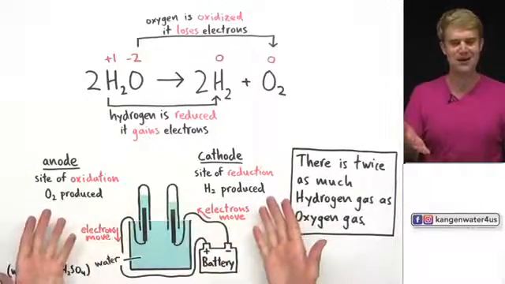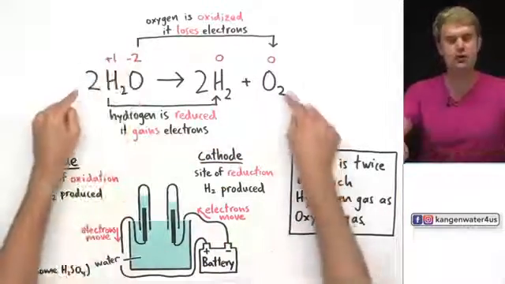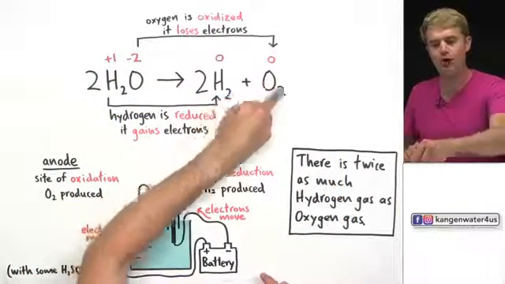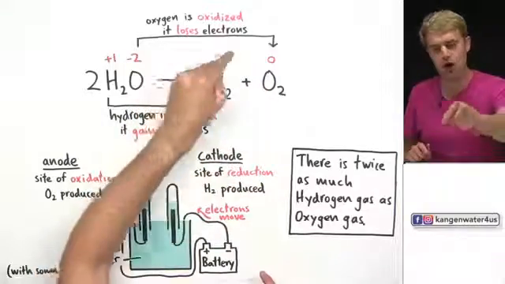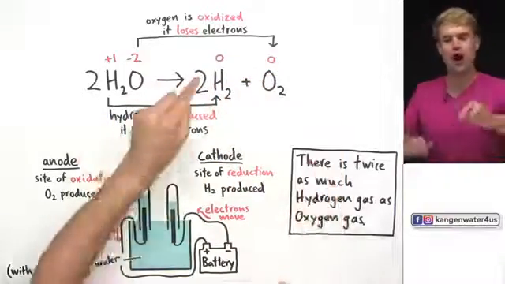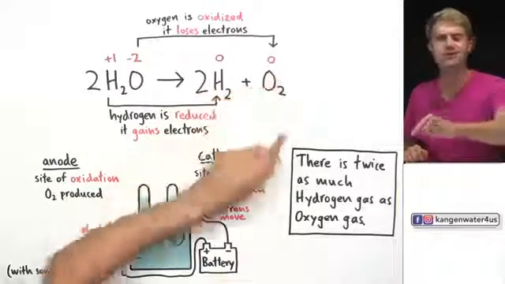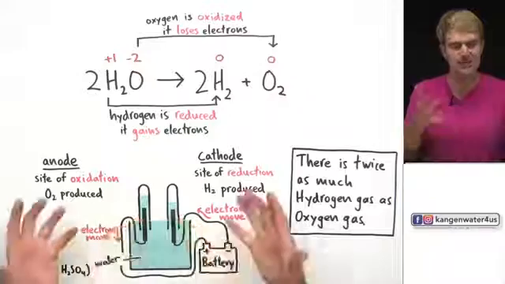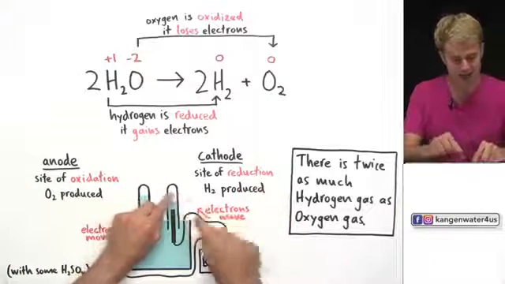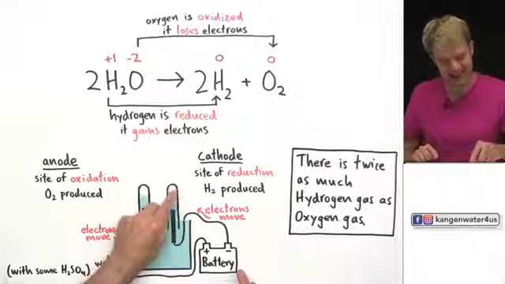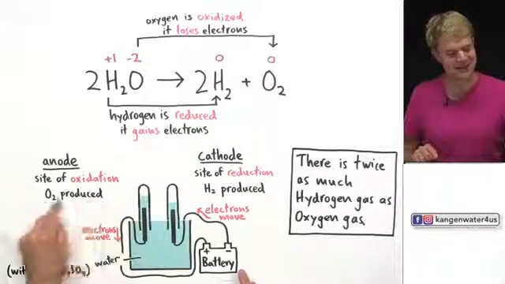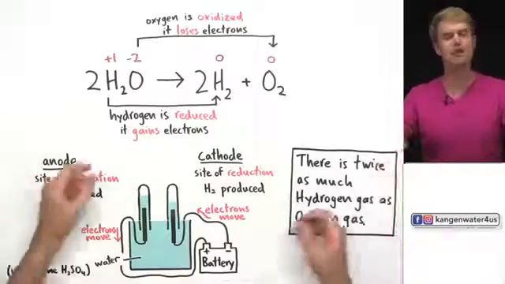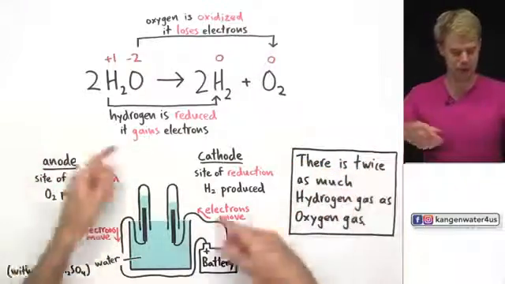Why is that? Well, take a look at this balanced equation here, okay? We have 2 H2 and just 1 O2. So there is a 2-to-1 ratio of hydrogen gas to oxygen gas. So that means that when we do this electrolysis, we are physically going to get twice as much hydrogen gas in this test tube as we get oxygen gas over here.